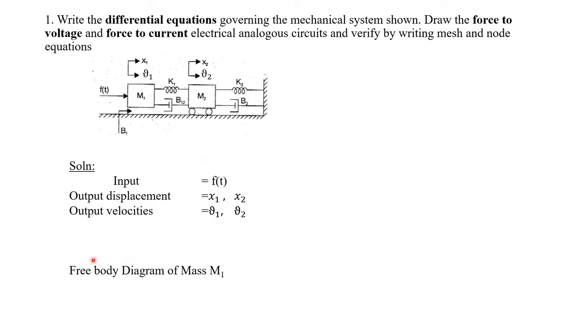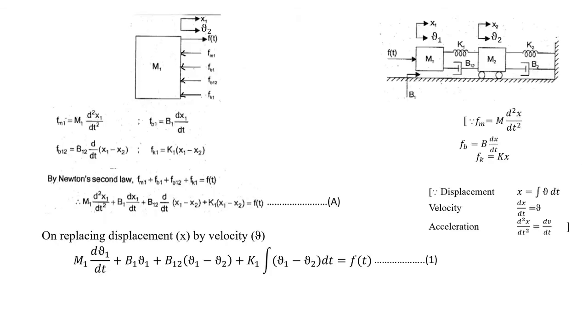For that we have to draw the free body diagram for mass m1. This we studied already. So this is the free body diagram. We all know how to draw the free body diagram. Here on the right side I have given the problem, so there is no need to draw this problem again and again here. All these are the formulas used.